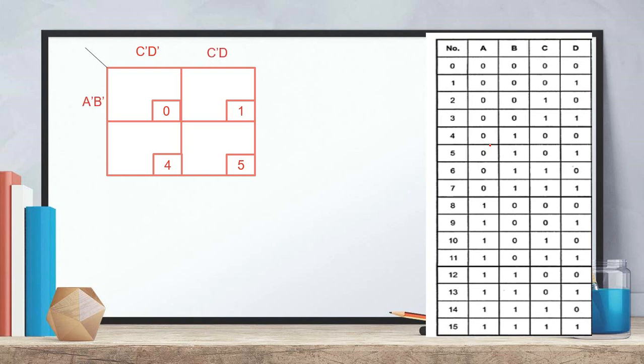So the first portion, whatever we have, is actually A bar B bar here, so we are taking that A bar B bar.